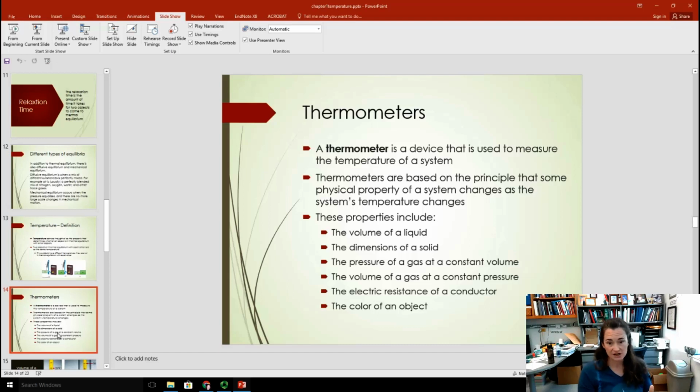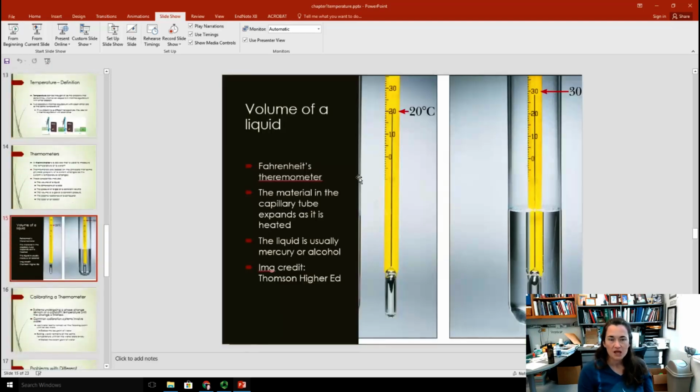The volume of a gas at constant pressure. A really common one these days is to use the electrical resistance of a conductor, a thermistor in other words. Or you might have seen these on the sides of fish tanks, the color of an object. If you stick a sticker on the side of your fish tank, the sticker will change color sometimes as the temperature of the fish tank changes. So you might have seen those kinds of thermometers out there. Here is the mercury in glass thermometer, invented, of course, by Daniel Fahrenheit. And that material in that capillary tube will expand as it's heated.